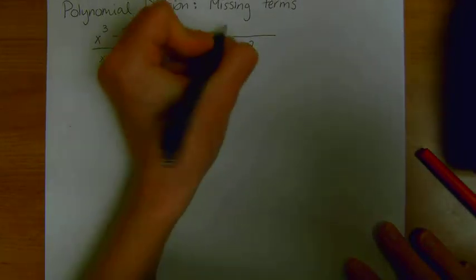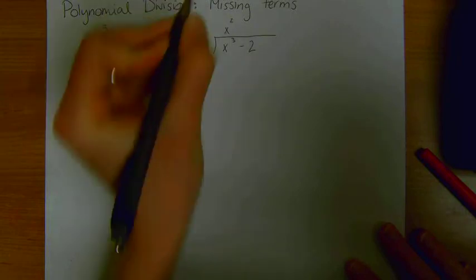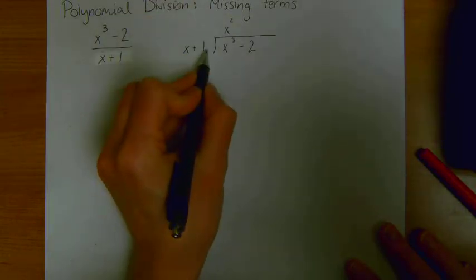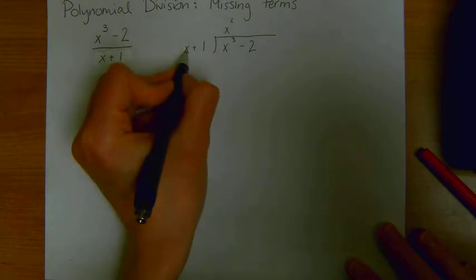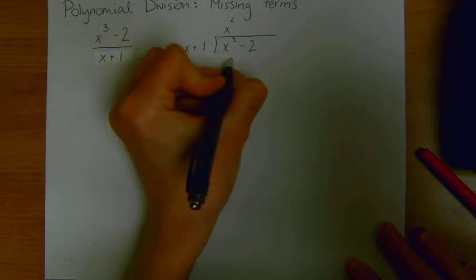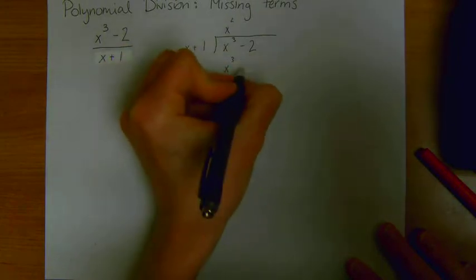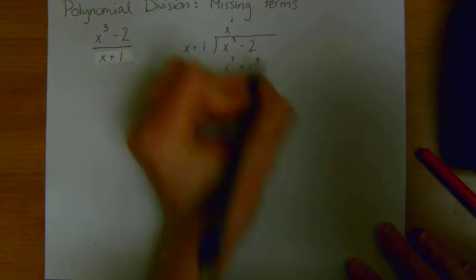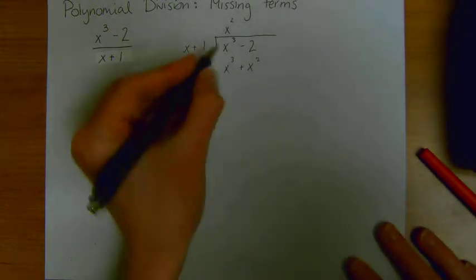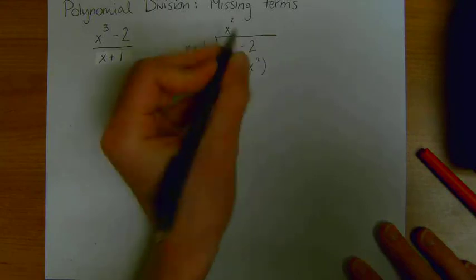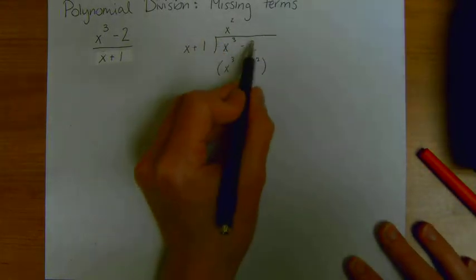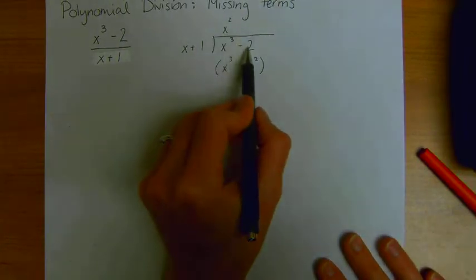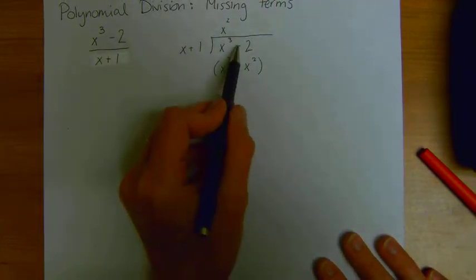x times what is x cubed? x squared. But when I multiply this, notice that it's not going to line up correctly. I'm going to get x squared times x is x cubed, and x squared times 1 is x squared. And now when I subtract, I shouldn't have 2 minus this. My place value is off essentially because I'm missing the x squared term.